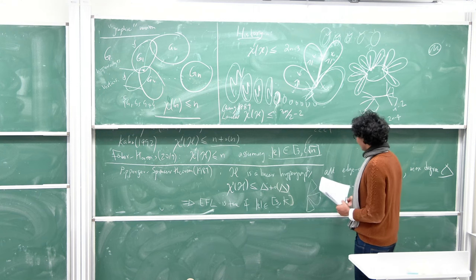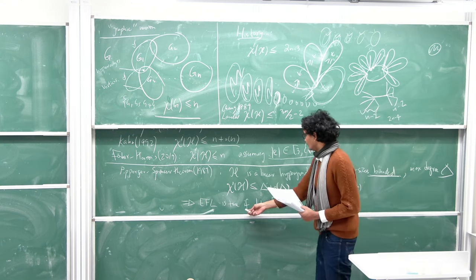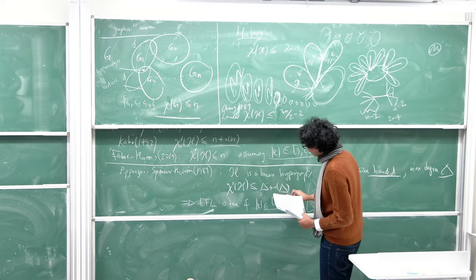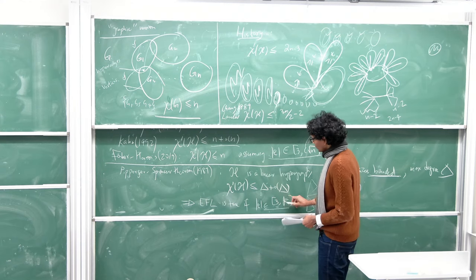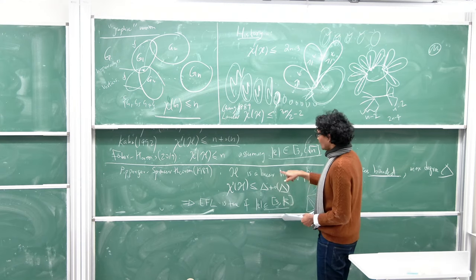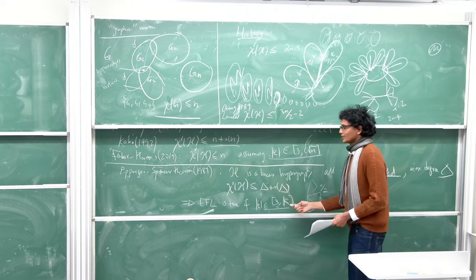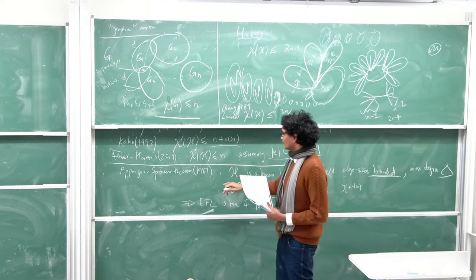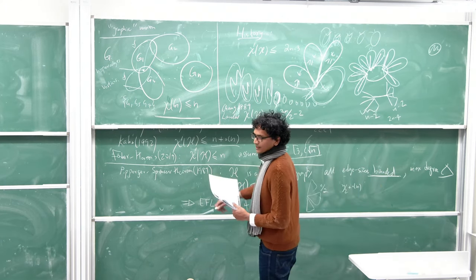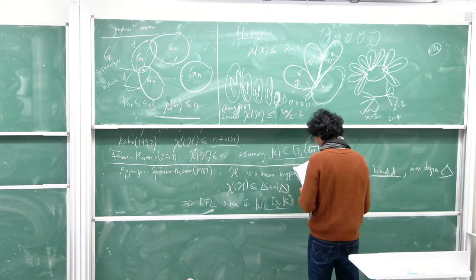Okay, so you can see that here, notice that the range is very small because this only applies when your edge sizes are bounded. So as soon as you have an edge size which is a function of n, it doesn't work with this theorem. But nevertheless, it will be useful for us in the proof. So it's worth noting.